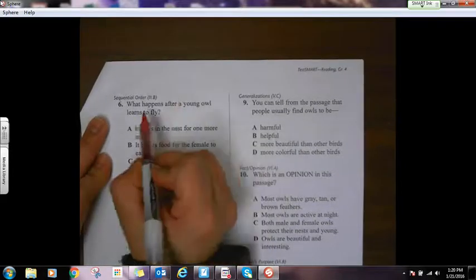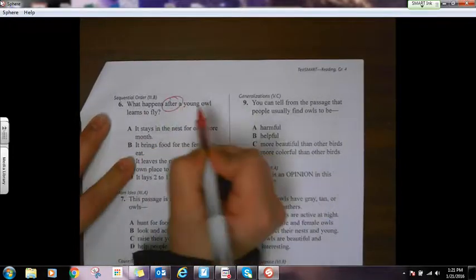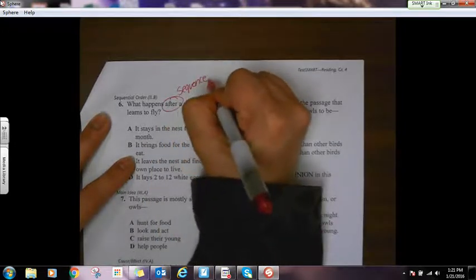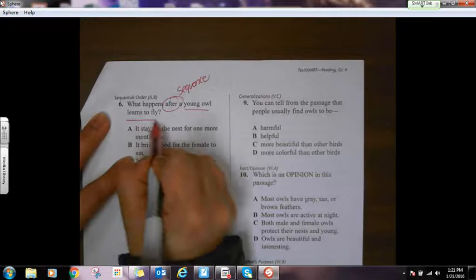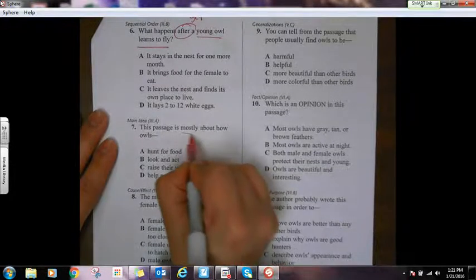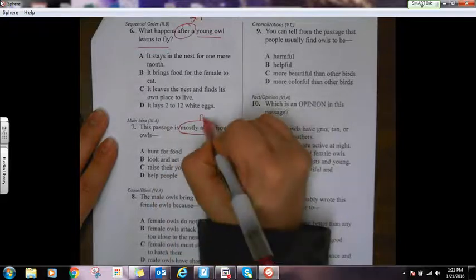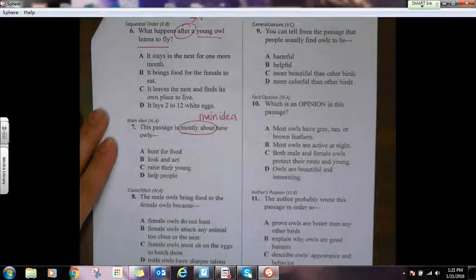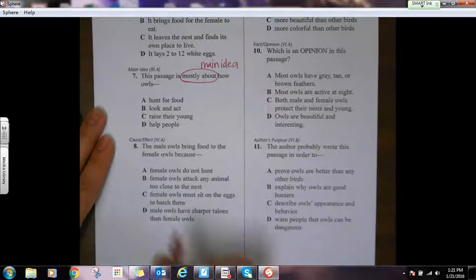If you'll turn over and look at number 6, what happens after? We talked about procedural text today and words that tell us sequence. So after a young owl learns to fly. Number 7, this passage is mostly about. This is a main idea question. So they will give me lots of details, but I want to try to decide what this entire passage is mostly about, not just bits and pieces of it.